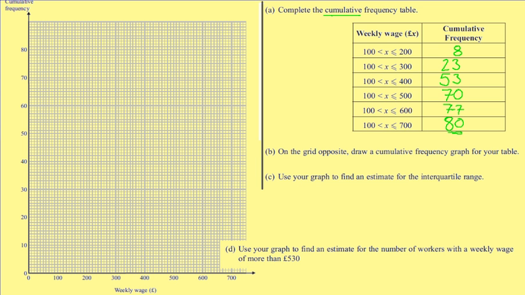For the next part of this question, I need to draw a cumulative frequency graph. Cumulative frequency I always plot at the ends of my intervals. So I'm going to plot at 200, 300, 400 and so on. So on my graph I go to 200 and then as high as 8, and marking this as neatly as I can. There's my first point, and continue to plot 300 to 23 and so on.